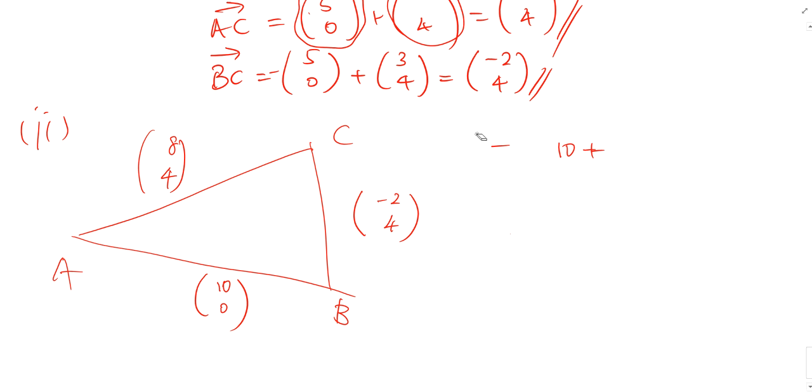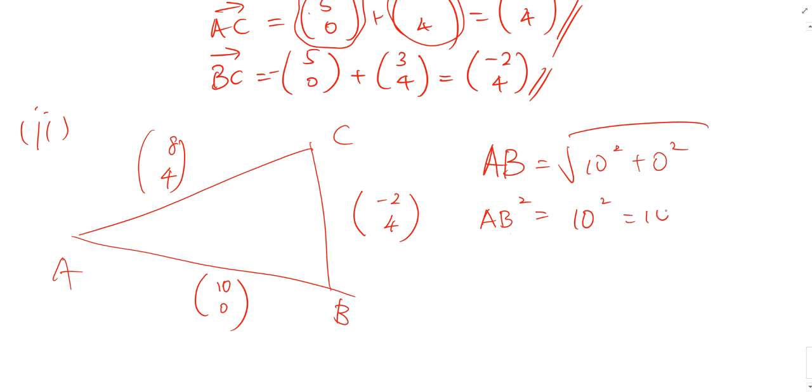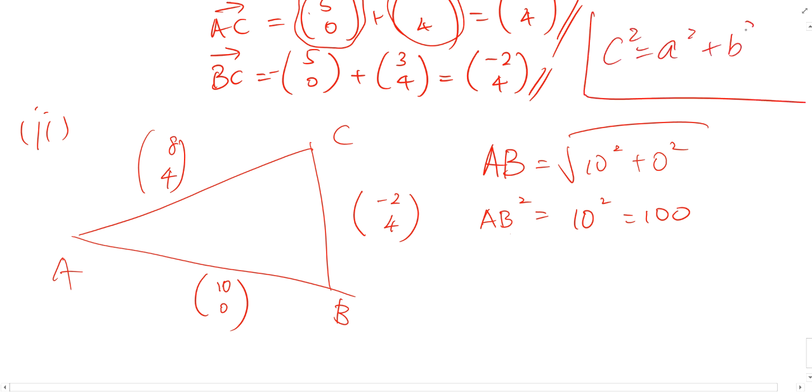So if we don't skip a step, do you know how to find the magnitude of AB? What is the magnitude of AB? Then you square root. Okay, so like this, 10 square plus 0 square. Am I right? Okay, now I want to find AB square. How much is this? Square the square root, right? So I will get 10 square, which is 100. Correct? Okay. Why must I square it? Because Pythagoras theorem tells me that C square equals to A square plus B square. I need to square it.